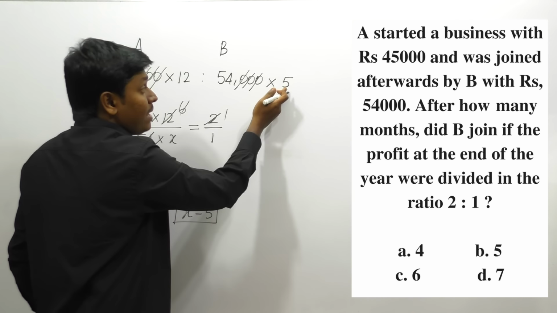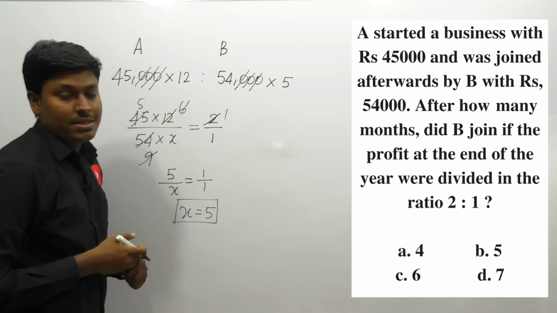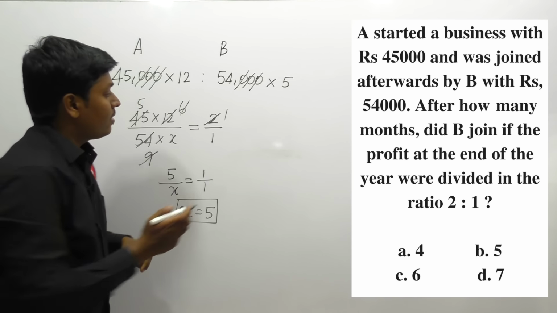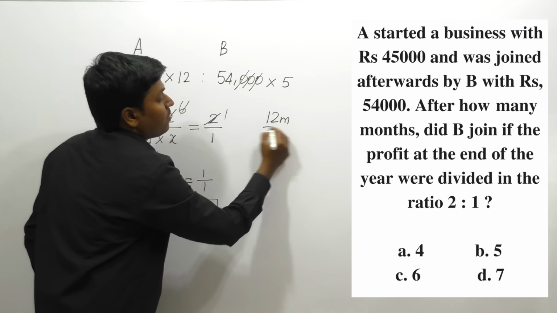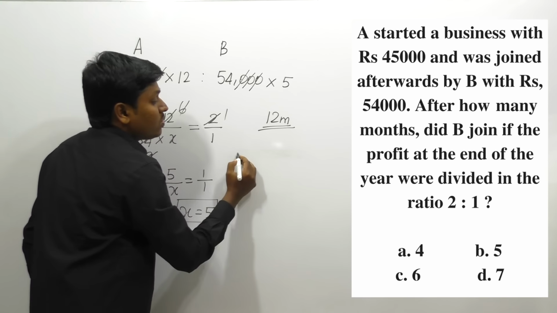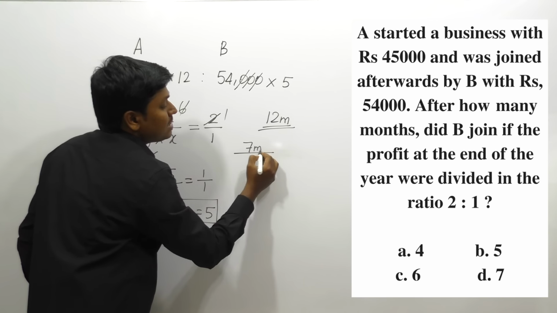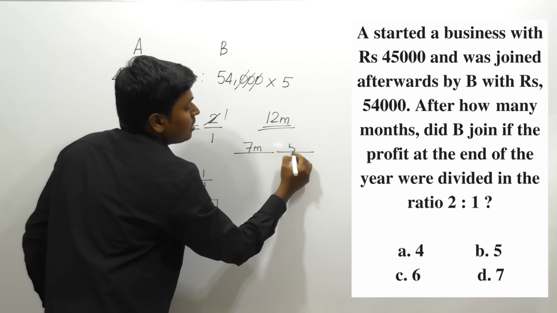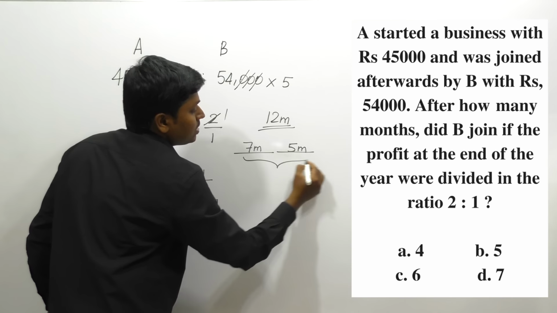So friends, for 5 months the person B will be in the business, right? But our target is, after how many months did B join? We know the total profit is calculated for 12 months. So for the first 7 months the person B will not be in the business. After 7 months B joins, so that the total will be 12 months.